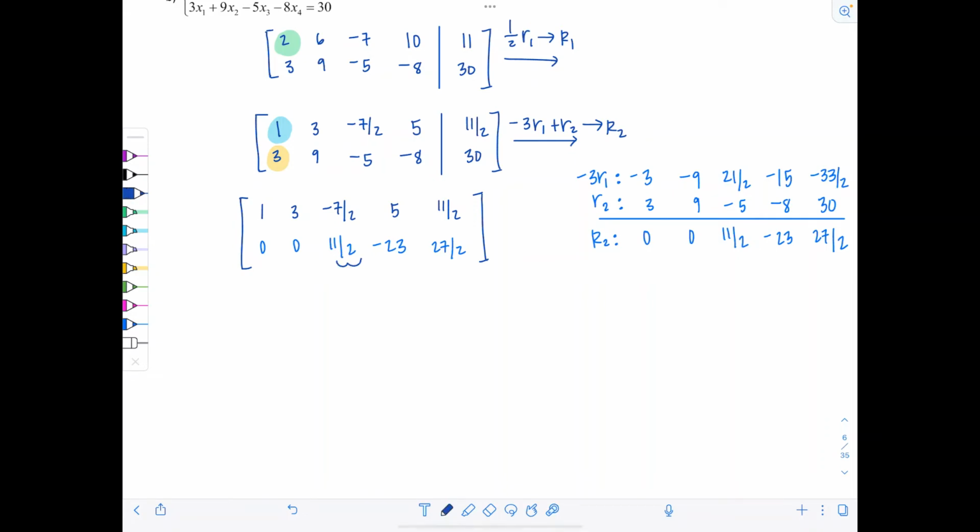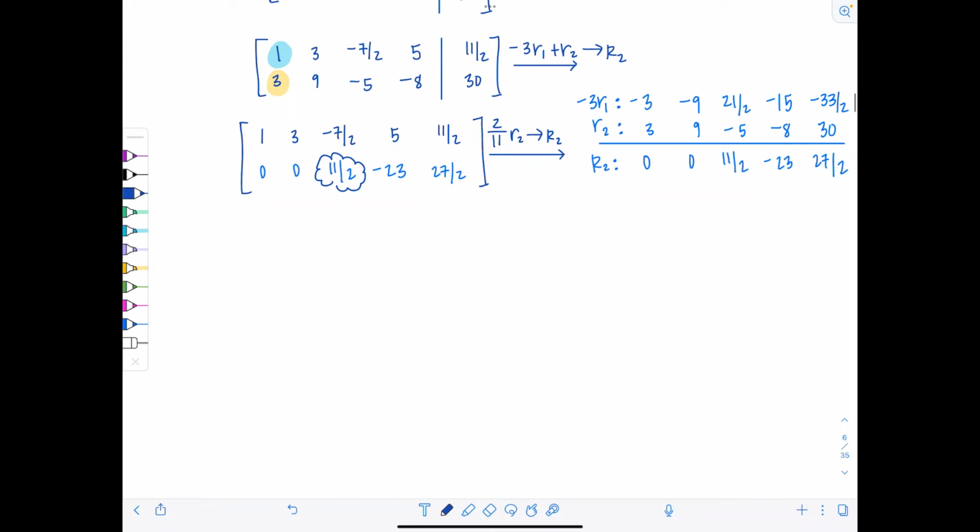How do we make 11 over 2 a 1? We multiply by 2 over 11. So what we're going to do is take 2 over 11 times row 2. That's our new row 2. All right. So we've got 1, 3, negative 7 halves, 5, 11 halves. And then this will stay 0, 0. This is a 1. 2 over 11 times negative 23, that would be negative 46 over 11. And then 2 over 11 times 27 over 2 would be 27 over 11.